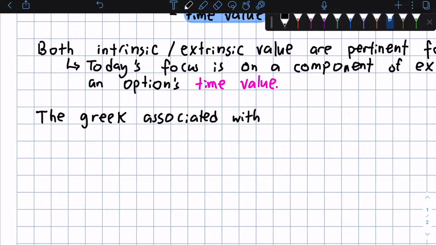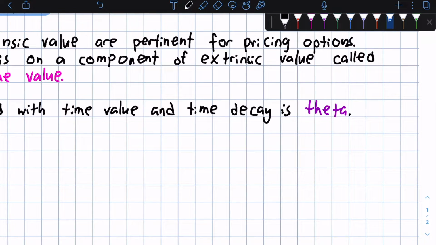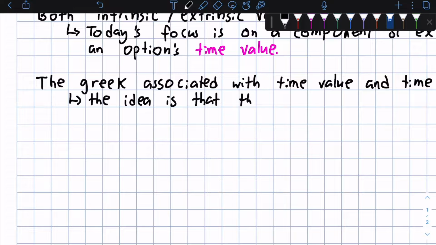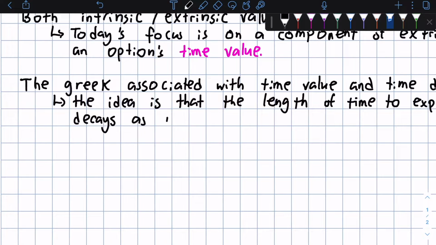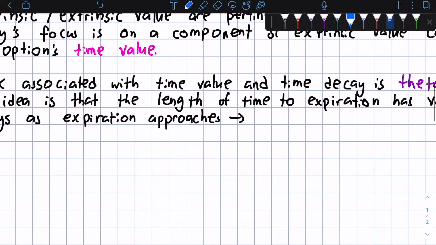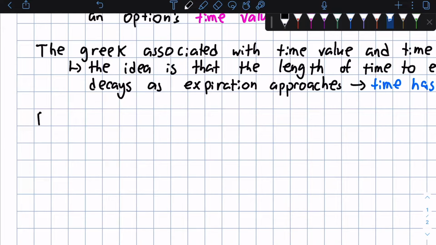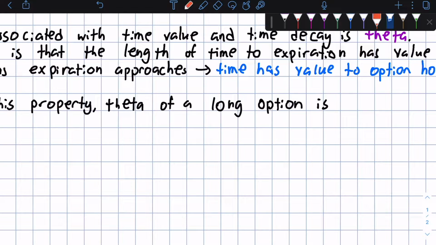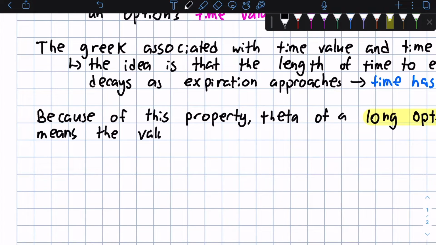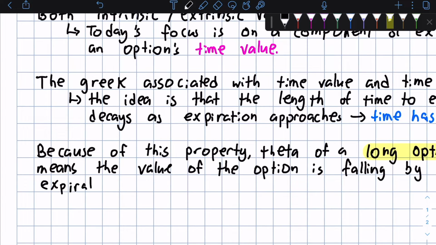Now, the Greek associated with time value and time decay, as it's commonly referred to, is theta. So the idea is that the length of time to expiration has value, and this actually decays as expiration becomes closer. This time has value to an option holder. And because of this property, theta of a long option contract is negative. Essentially what this means is that the value of the option is falling by theta each single day until expiration, so it's a daily value.